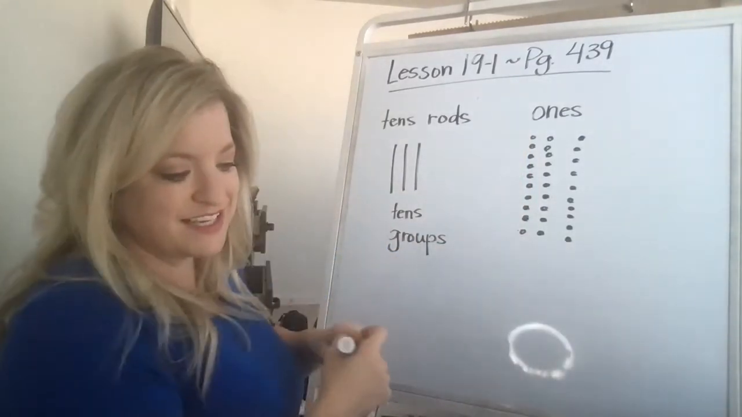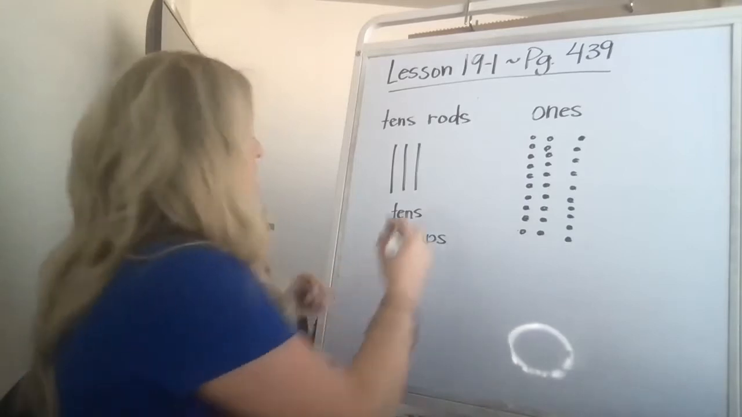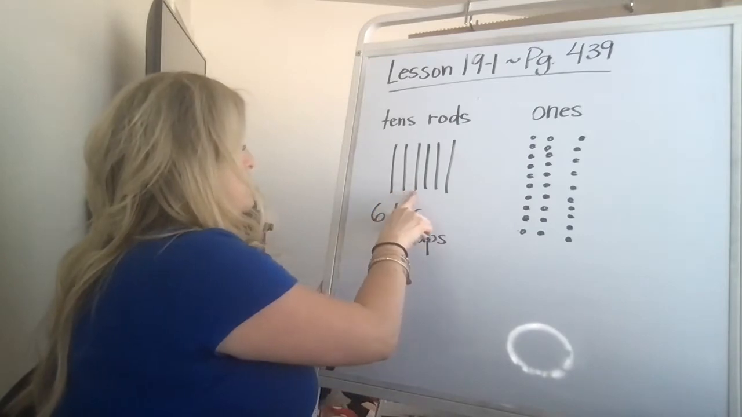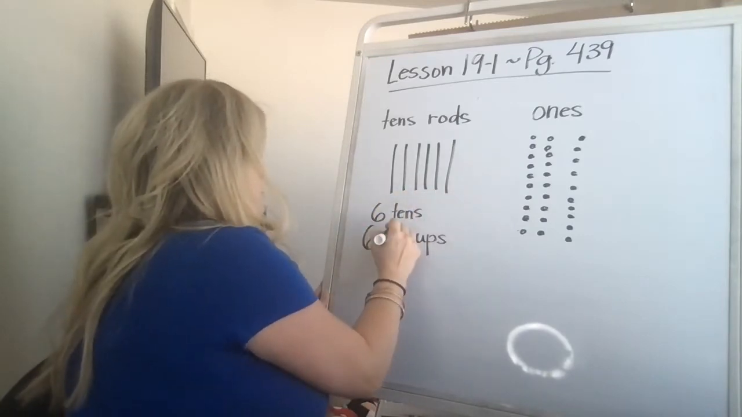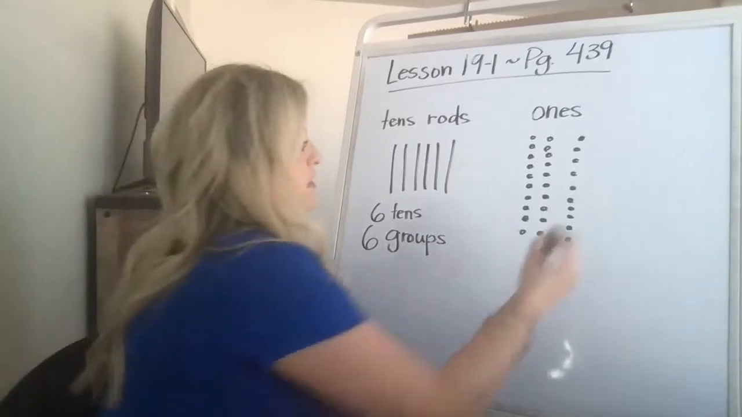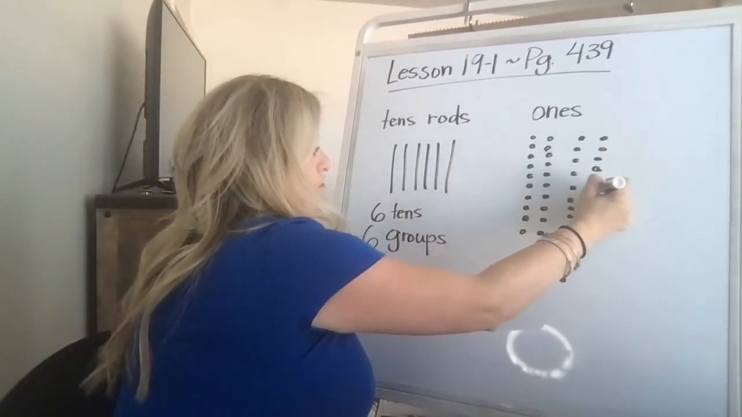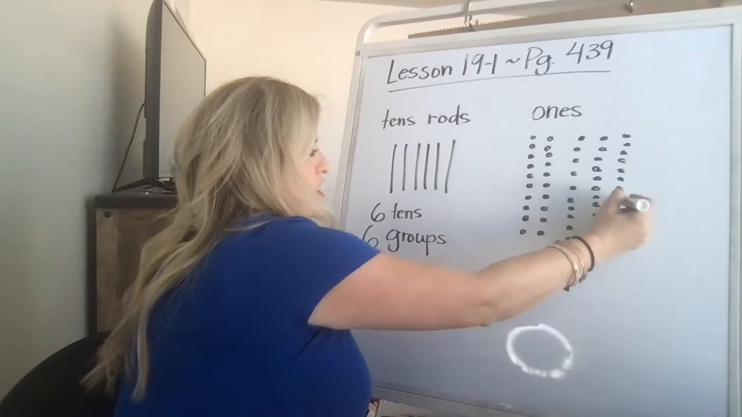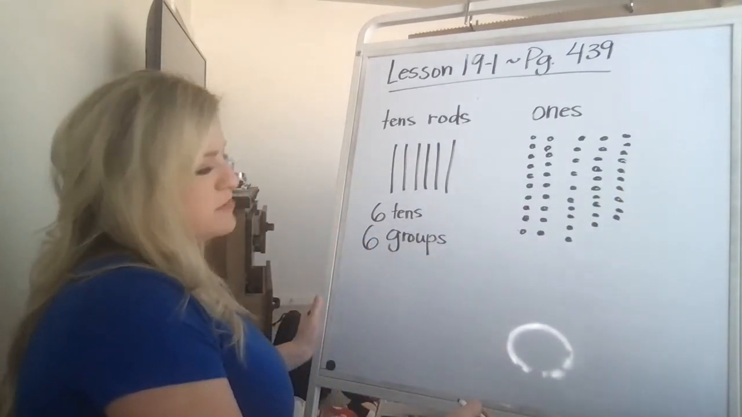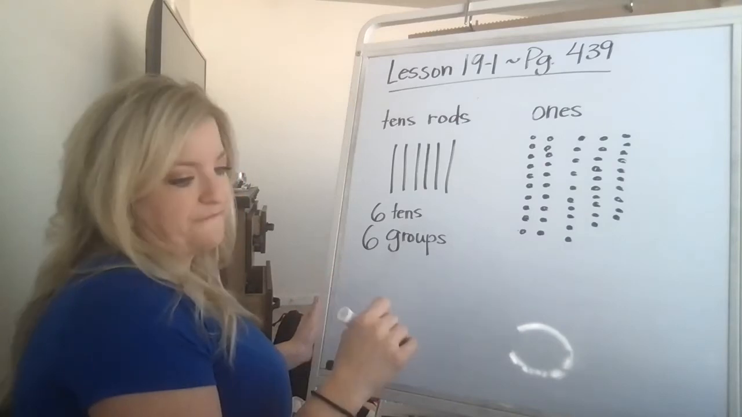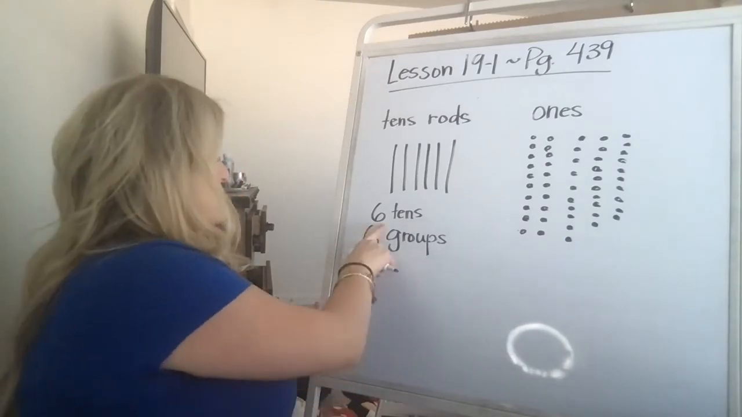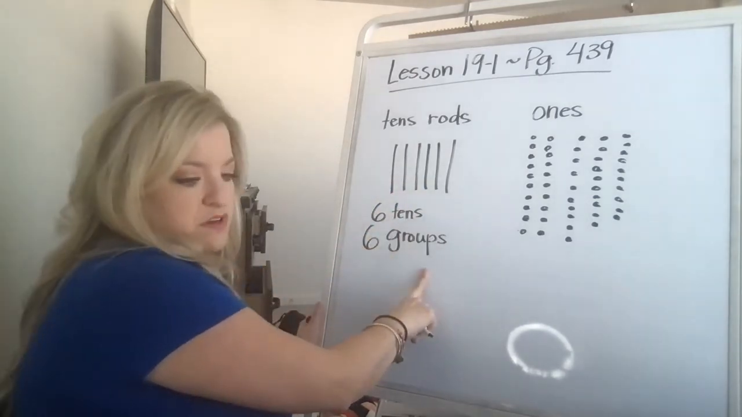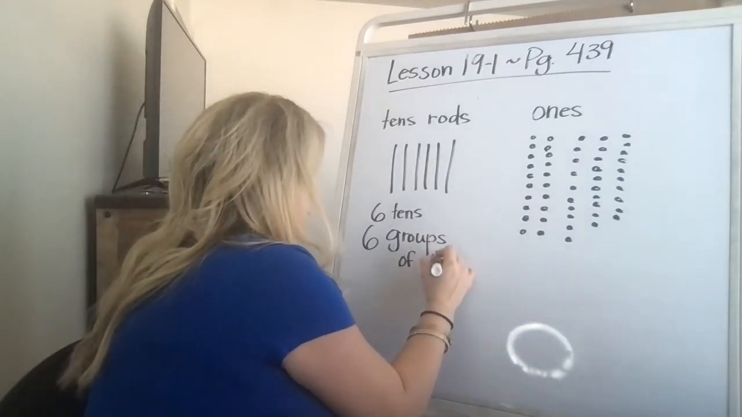So here I have, it says number 2, 6 10s is the same as, so I have 6 10s is the same as 1, 2, 3, 4, 5, 6 groups of 10. Now I would add 10 ones, counting 1 through 10 again. Now I have 6 10s is the same as 6 groups of 10. All right, that's what the book did.